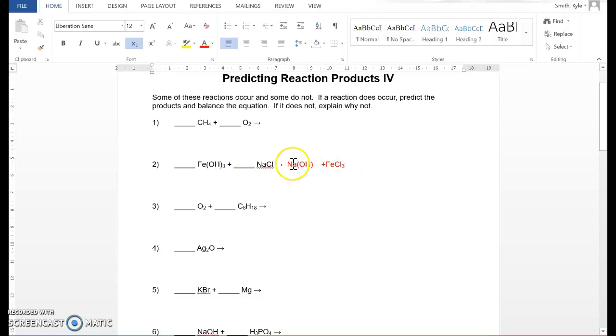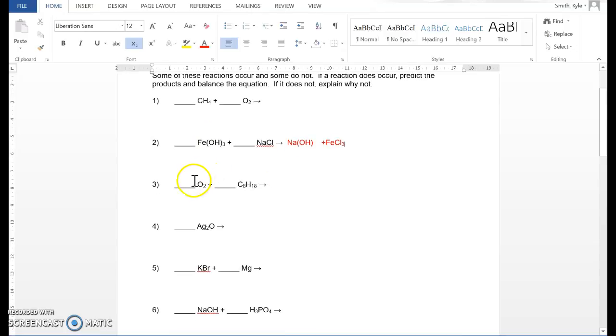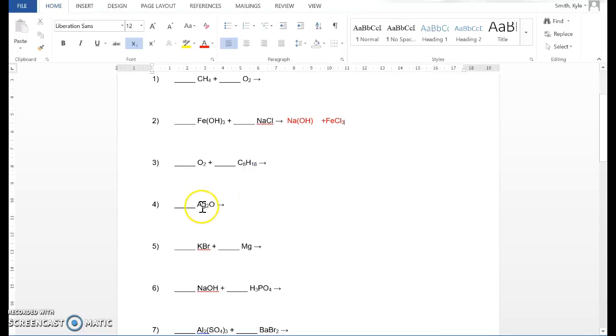Okay, now this is one of the ones that actually does not take place, and we don't need to worry about why that is, but look, you can still go ahead and pretend like it does. You can balance it. It all works out great. Okay, if you look for some of the characteristics of the other questions, oxygen and a hydrocarbon. I wonder what that is. Okay, here we got one item going to what?